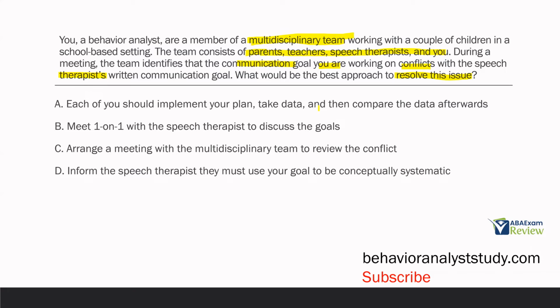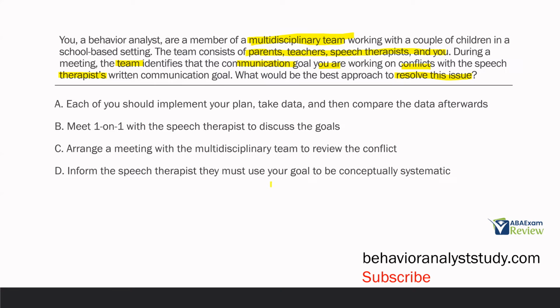Parents should absolutely be involved with the conflicting goals. So C, arrange a meeting with the multidisciplinary team to review the conflict. Sure, this should be the best approach. The team identified the goals as conflicting, get the team back together and come to a resolution. And maybe A is your resolution, but we don't just jump there. We want to collaborate and try to come up with a joint solution first.